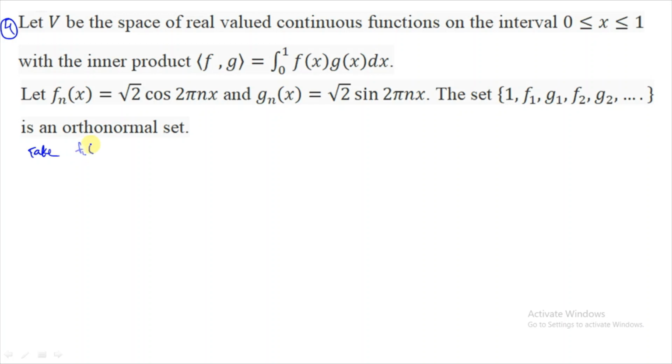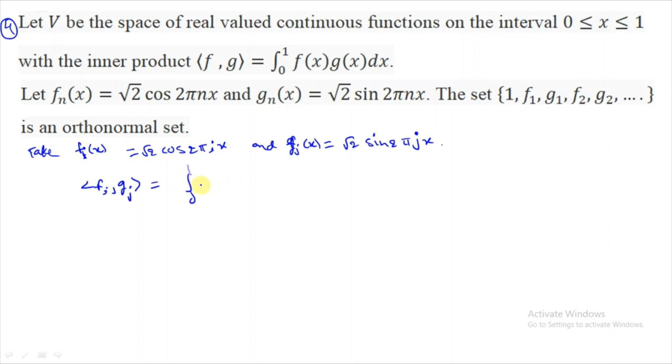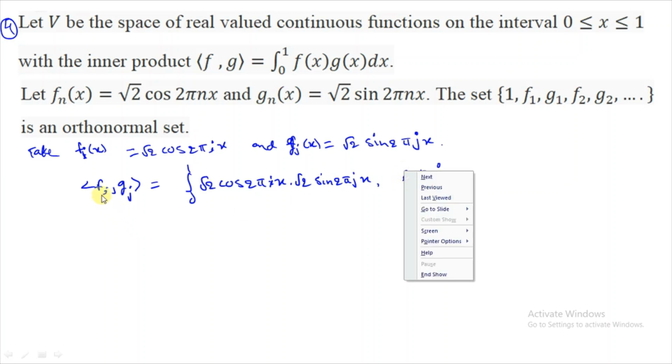In general, you can take f_i of x equal to root 2 cos 2 pi i x and g_j of x equal to root 2 sin 2 pi j x. Take the inner product of f_i and g_j, which is the integral from 0 to 1 of root 2 cos 2 pi i x times root 2 sin 2 pi j x, where i is not equal to j. For example, f1 g2 or f2 g1.